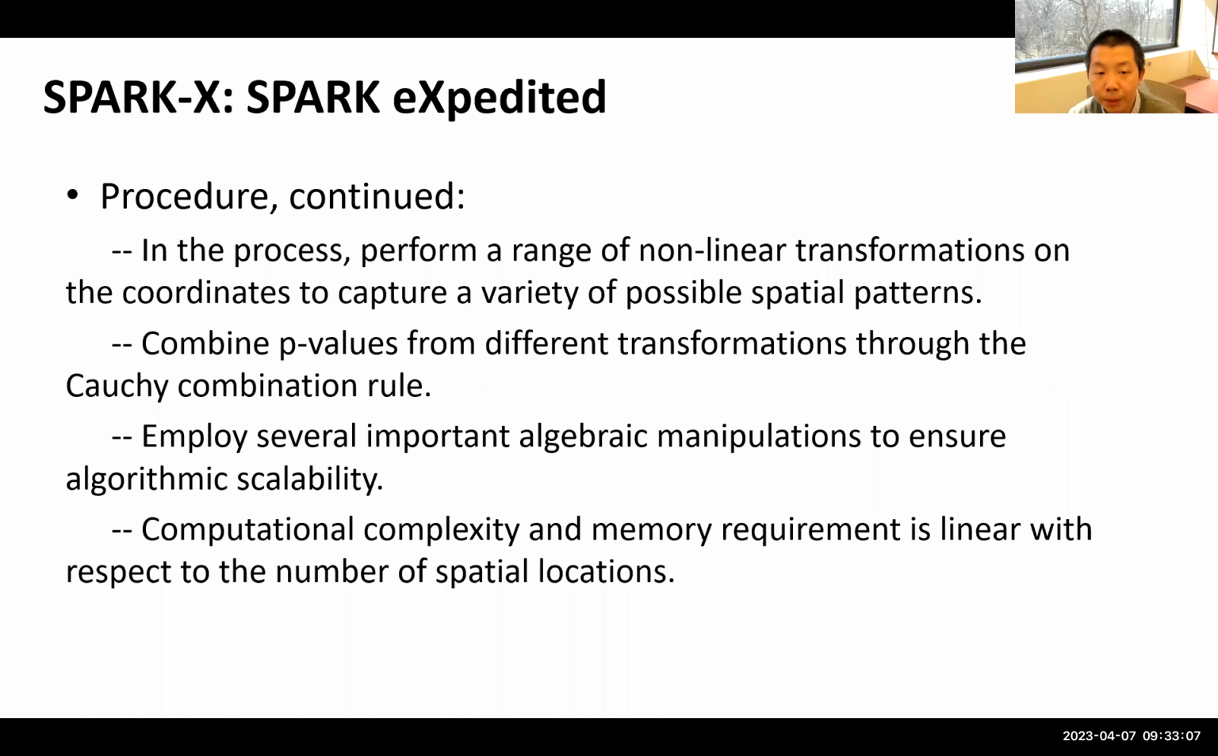And we also need to deploy several important algebra tools and manipulations to ensure the method is really highly scalable. So at the end of the day, the algorithm and the method is quite impressive. It has a computational complexity and memory requirement that are both linear with respect to the number of spatial locations. So it's going to be n squared times faster than any of the previous methods. And n is typically in the range of easily thousands. So you can expect it to be 1 million times faster compared with the existing approaches.